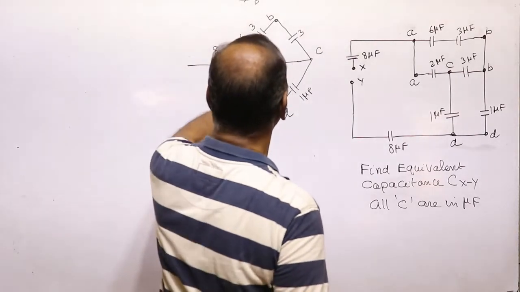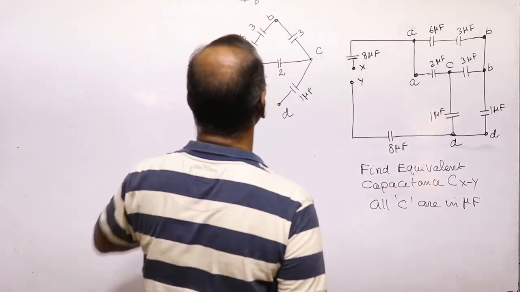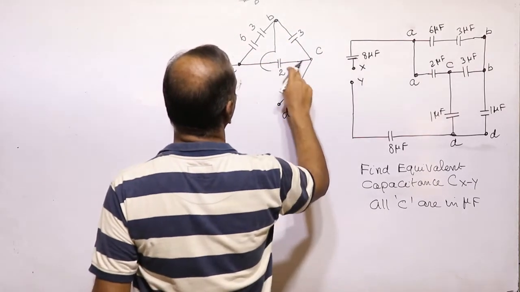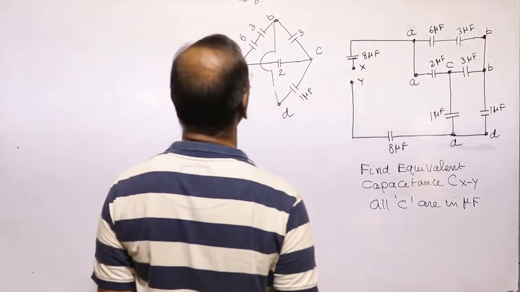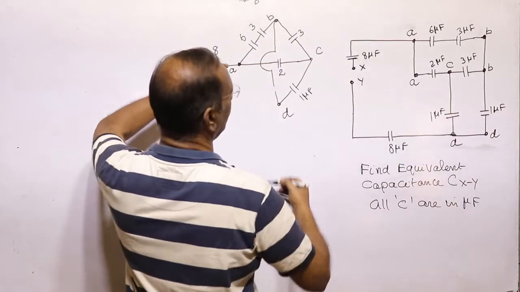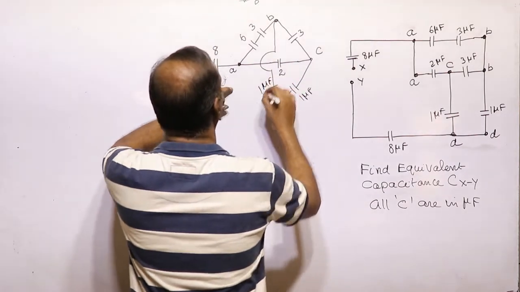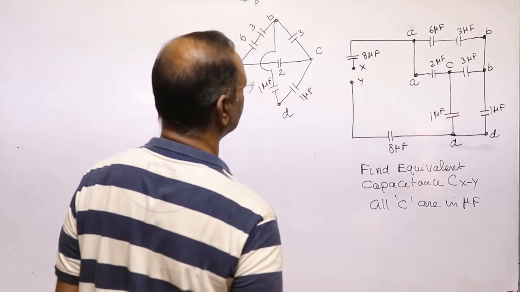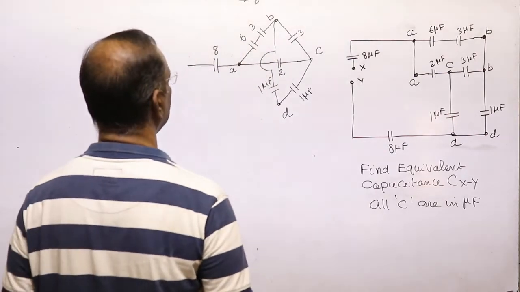We cannot cross this one, because if we cross this one, it means it is connected with that one. So we will jump it. There is no connection between this wire and this wire. So we will write it like this. Between B to D, that is 1 microfarad, and C to D, 1 microfarad. Then A to D, is there any connection? No, there is no connection between A and D.